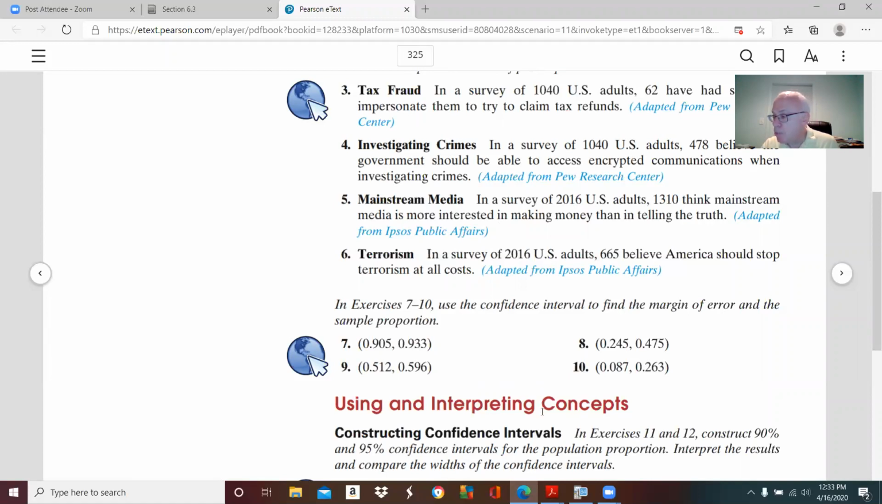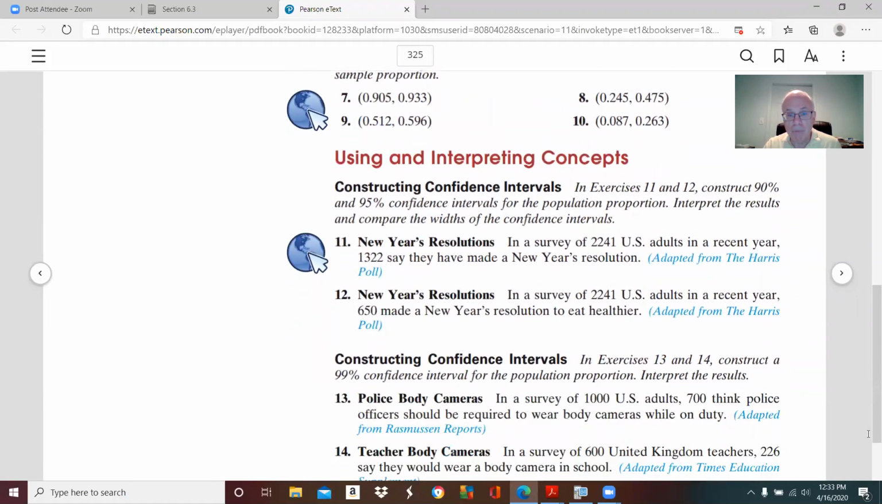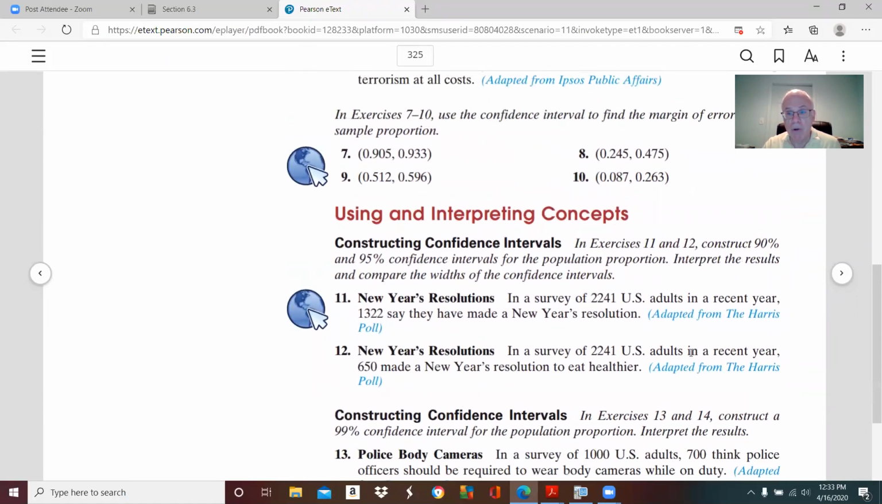All right, our next problem is problem number 11. Here's where we're actually going to construct confidence intervals. All right, we're going to start with the data, and we're going to construct the confidence interval. Now, what we're going to do is number 11 and then number 12 here.